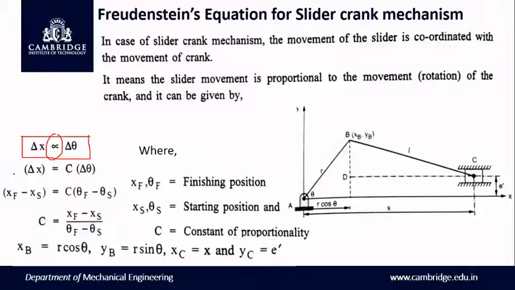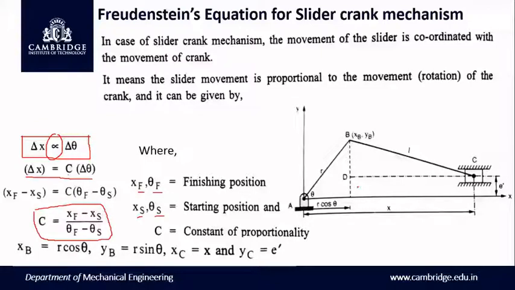So delta x is equal to C into delta theta, where if we consider suffix s as the starting position and suffix f for the finishing position, delta x means the change in position. So the change in position, which is the final position minus the starting position, is equal to C times theta f minus theta s. Hence the concept of proportionality can be determined as a ratio of this expression.